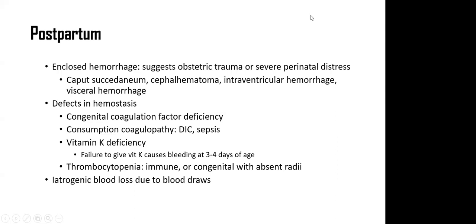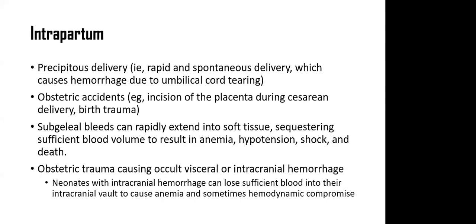So, going back to the previous slide, the other causes would be obstetric trauma, which can cause occult visceral or intracranial hemorrhage. And as you know, neonates with intracranial hemorrhage can lose sufficient blood into their intracranial vault to cause anemia, and sometimes hemodynamic compromise, such as hypotension or shock.